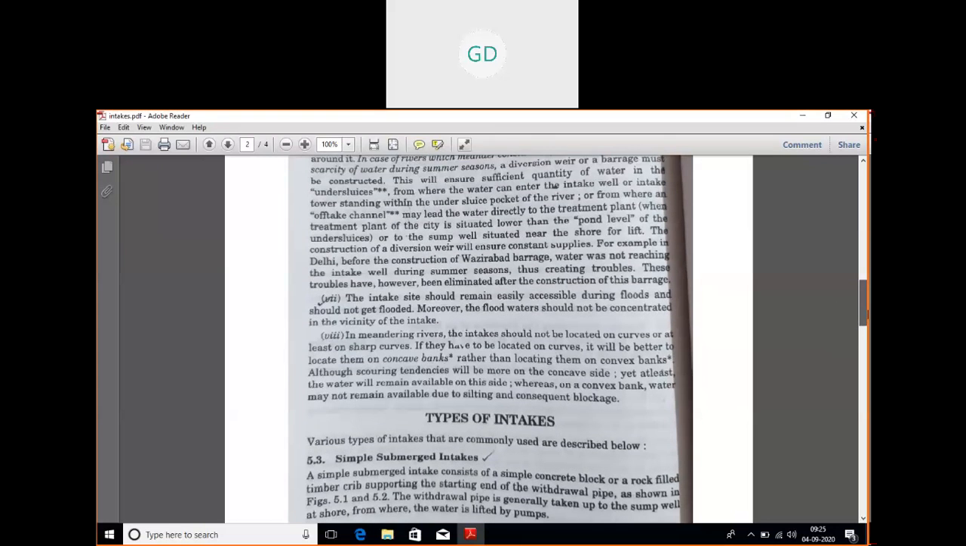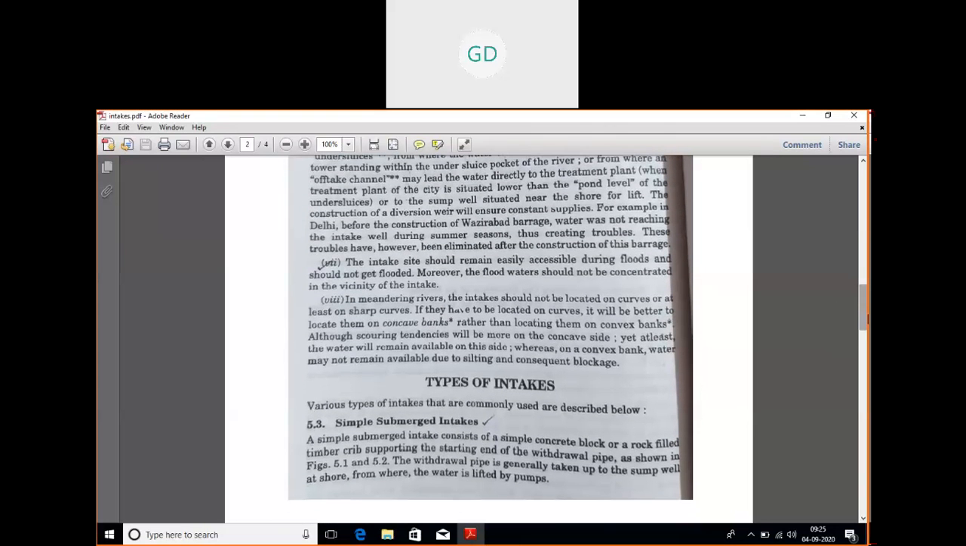Okay, and this one, that day I told you to write about one of the intake types, that is your simple submerged intake. So I am giving you this picture so you can write it from here also. If you cannot find it in Google, then you can write it. You can take a screenshot of this one. Taken.